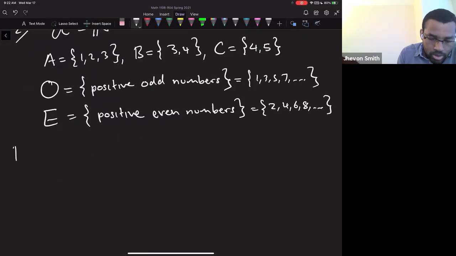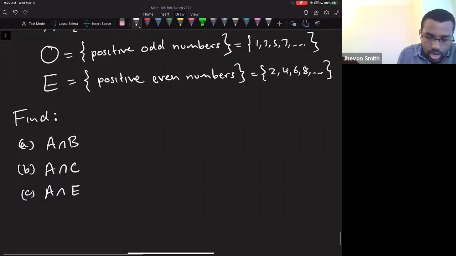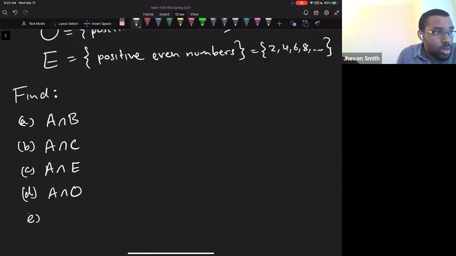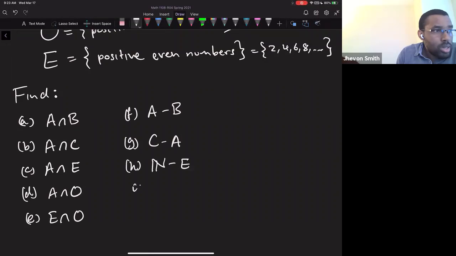I want you to find the following. Find A intersect B, A intersect C, A intersect E, A intersect O, E intersect O, A minus B, C minus A, N minus E, E minus N.